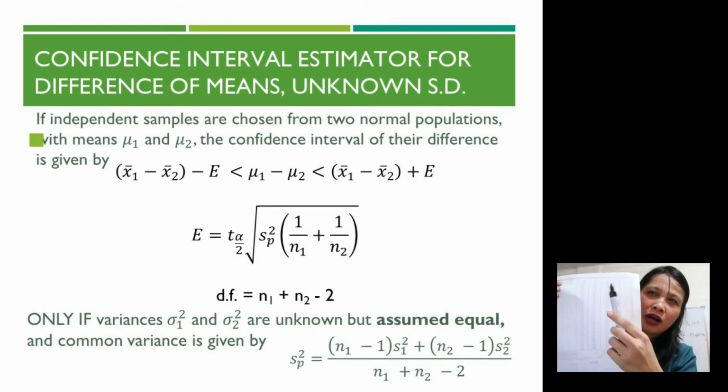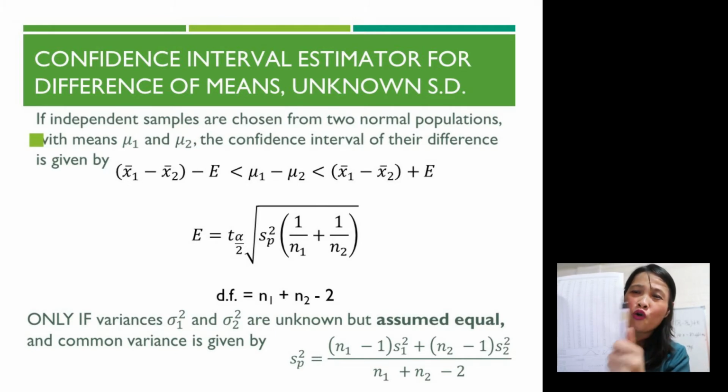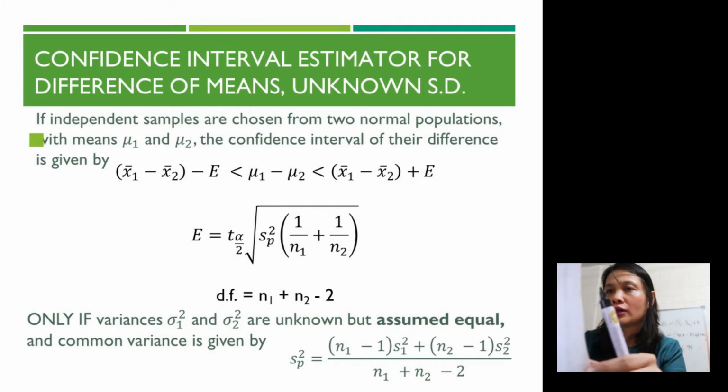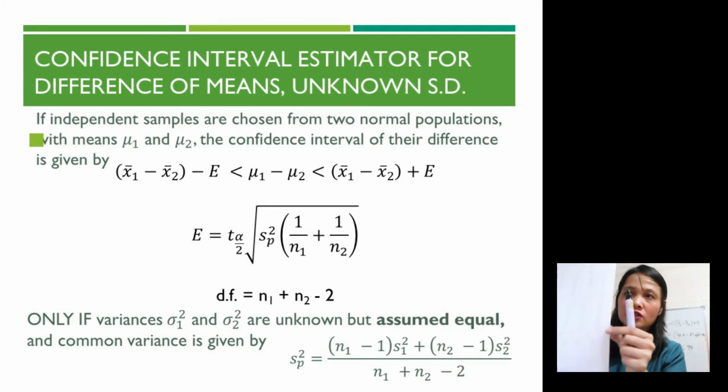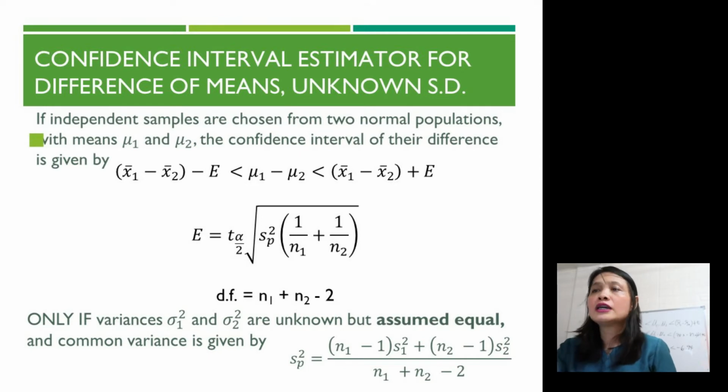The formula, I think you have this. I already gave the tables, so kindly go over the table. We will be using the T distribution table. So to solve for the margin of error, T alpha over 2 multiplied by S squared P multiplied by 1 over N sub 1 plus 1 over N sub 2. Since we're talking about T distribution, we will be using degrees of freedom, DF. We need that to determine the confidence interval. So DF is equal to N sub 1 plus N sub 2 minus 2.